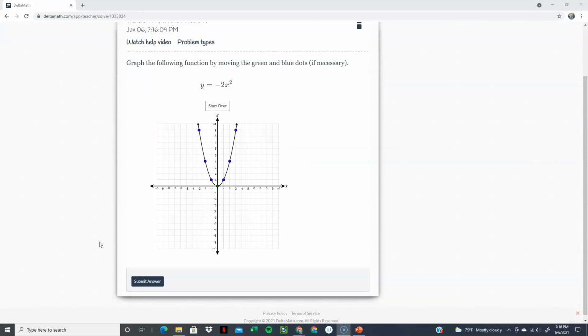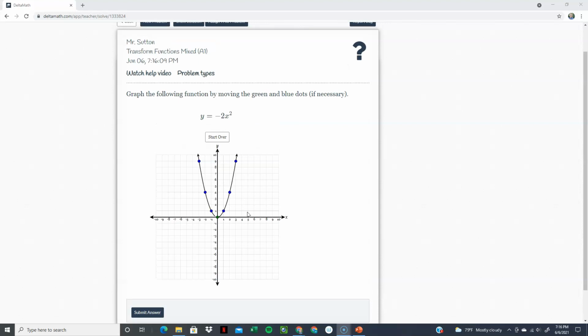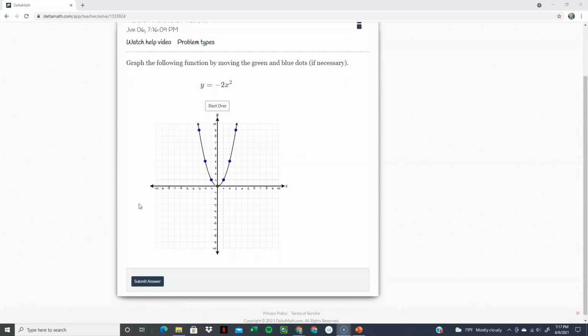So now we're past the translations. Now we have other transformations. So the past 2 sections were only static shifts: left, right, up, and down. Now is when we get to reflections and some dilations. So this is our quadratic. First thing I notice here is we have a negative out in front. The negative is not being squared, so it is outside the function. So that is a reflection over the x-axis.